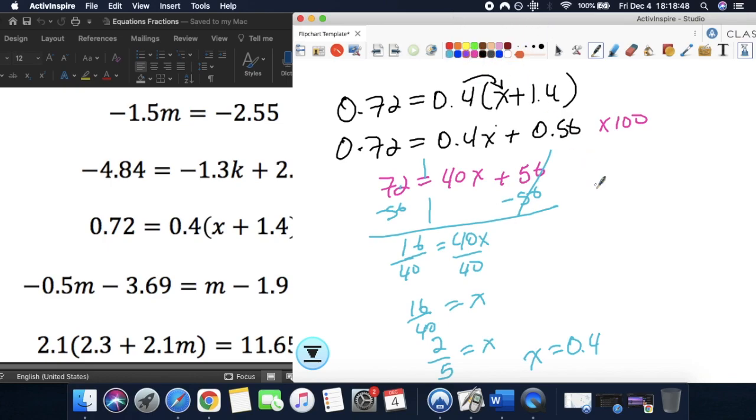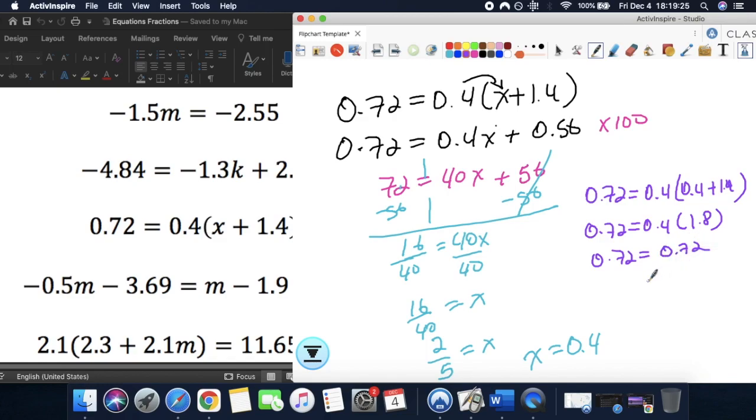Okay, so going back to our check, 0.72 equals, we're going to go back to my original equation, 0.4. And I'm going to use the decimal, 0.4 times, plus 1.4. Sorry, 1.4 plus 0.4 is 1.8. And is 0.4 times 1.8, 72? Oh, it is, right? 72, but because there's two decimal places, they're equal to each other.